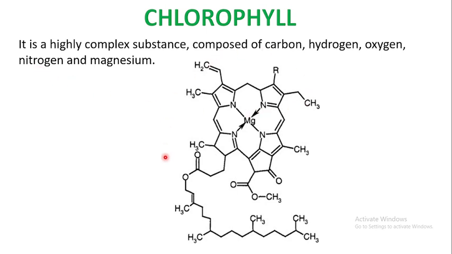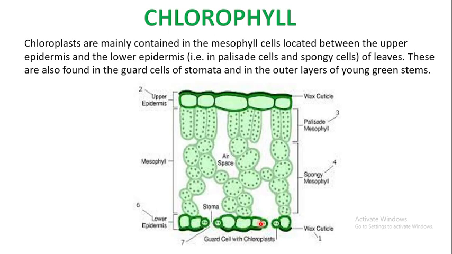You don't have to remember this diagram. Just remember the constituents. I have given this diagram so that it is very clear to you and you remember the constituents very well. Now, chloroplasts are mainly contained in the mesophyll cells located between the upper epidermis and the lower epidermis, that is in palisade cells and spongy cells of leaves. These are also found in guard cells of stroma and in outer layers of young green stems.